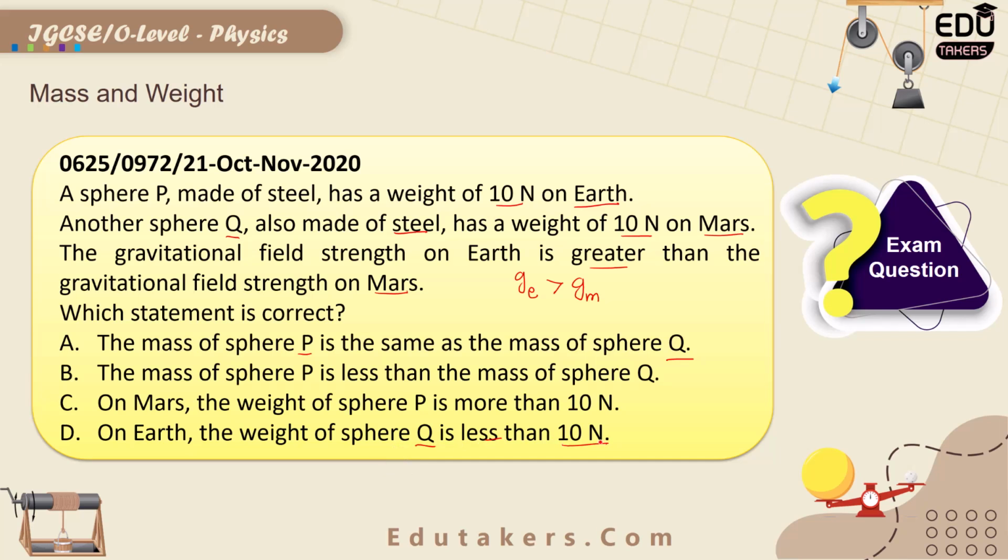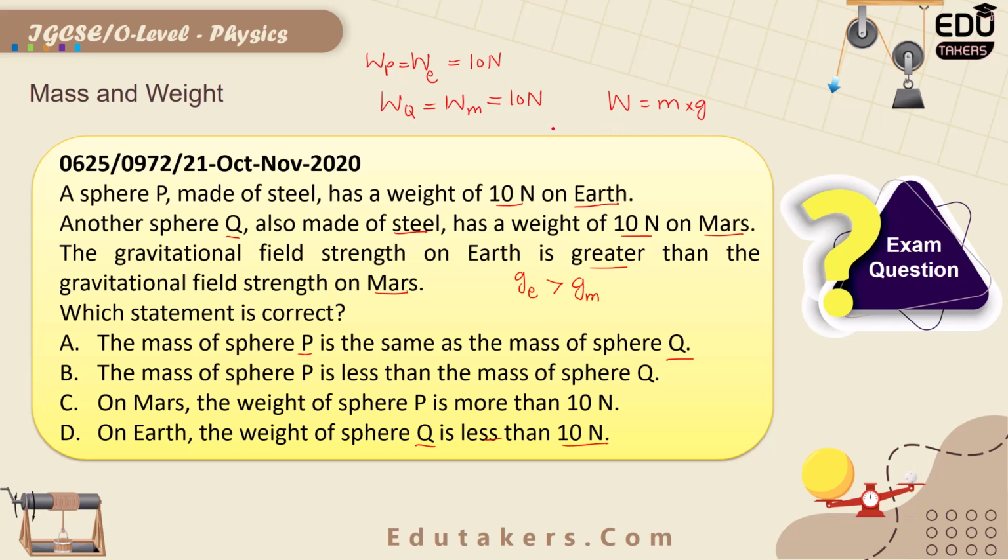So first of all, consider here, there is a sphere P that is placed on the Earth and its weight is given, which is 10 Newton. I can also write here the weight for the sphere P. After that, there is a sphere Q that is placed on Mars. So I can simply write here the weight on the surface of Mars is 10 Newton. You know the formula for calculating the weight. Weight is equal to the product of the mass and gravitational field strength. Write this formula for the Earth and for Mars.